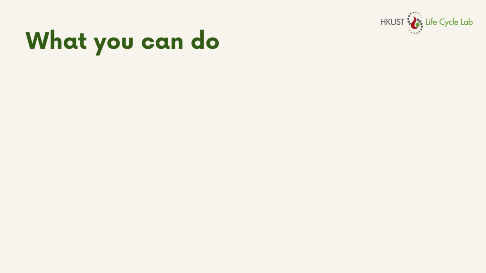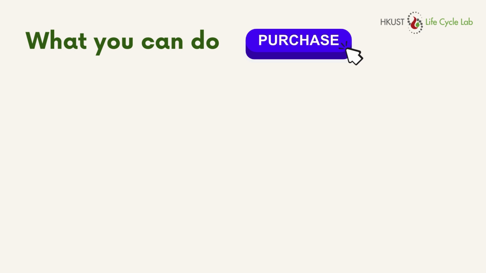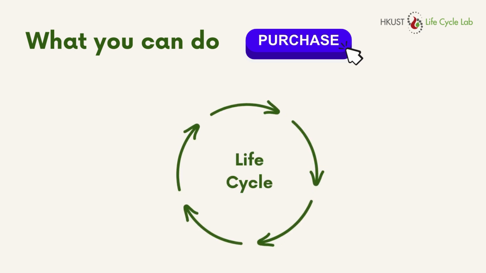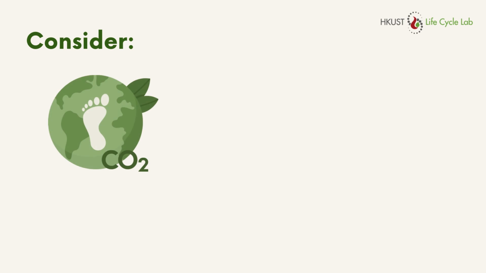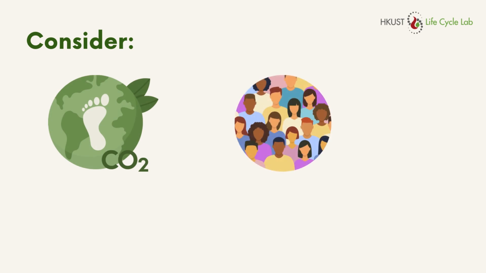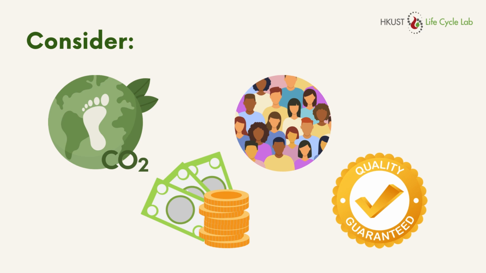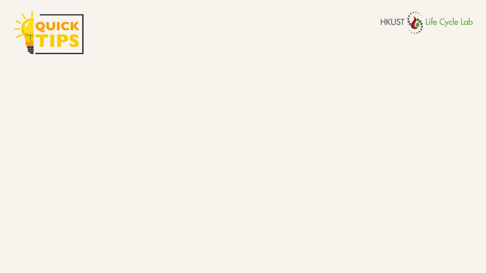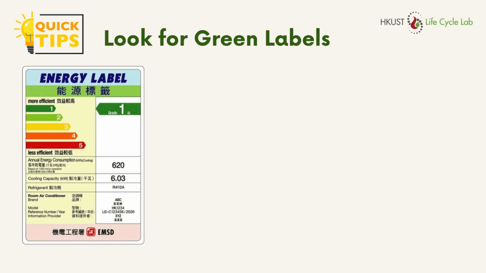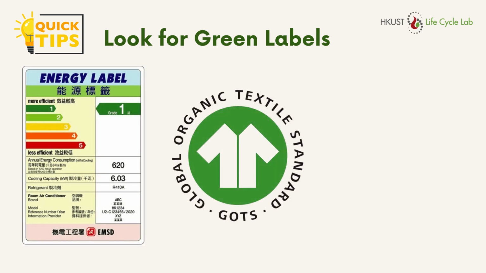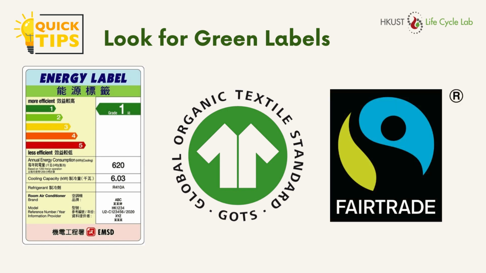Similarly, when offices and departments are purchasing new products, you should take the time to understand the full life cycle impact of the products and services you are procuring. Consider environmental and social criteria alongside cost and quality when evaluating suppliers. A good indicator to help you look for sustainable products would be green certifications and labels, such as energy labels, organic textile labels, and fair trade labels. These labels indicate that environmental and social implications have been considered during the design and production of the product.